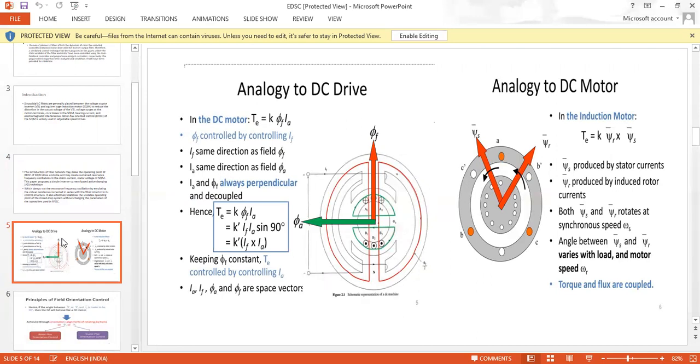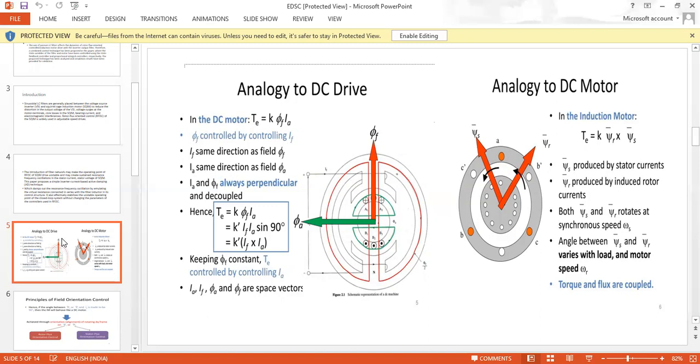Let's at first talk about the analogy to the DC drive. In the DC motor, TE is equal to K phi F IA. Phi F is controlled by controlling IF. IF is in the same direction as phi F. IA is in the same direction as phi A. IA and phi F are always perpendicular and decoupled. Hence, TE is equal to K dash of IF into IA. Keeping phi F constant, torque is controlled by controlling IA, where these are space vectors.